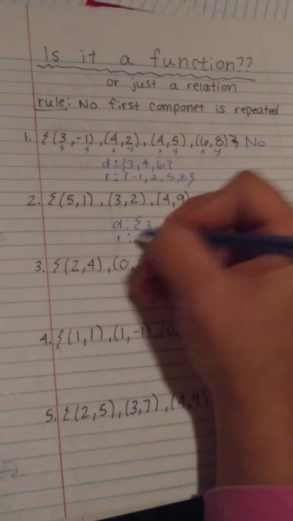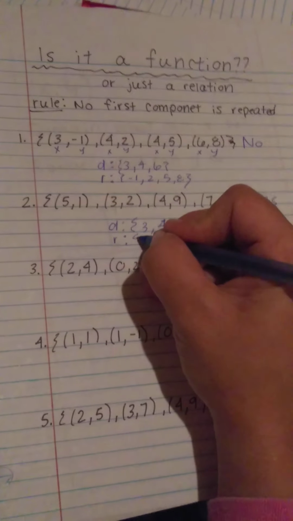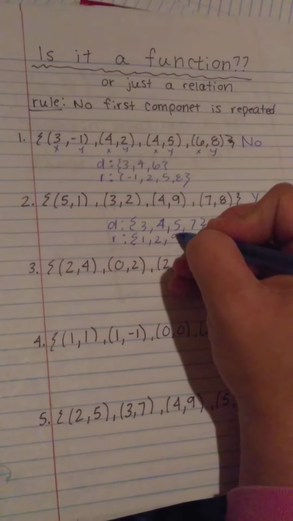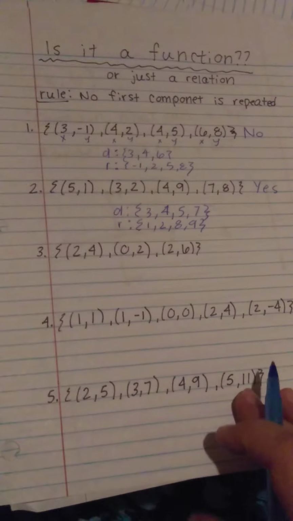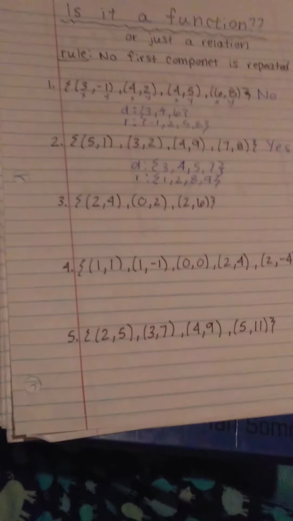What's the range? All the y's. So 1, 2, 8, and 9. You just put them in order because that's the way it goes. These are supposed to be those bracket things. That's it for that one.